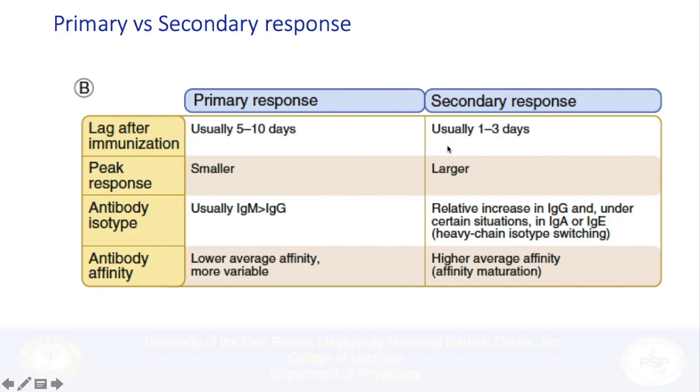So it's safe to say that the secondary response is usually more rapid than the primary response. I've mentioned this one before: the peak of the primary would be smaller compared to the secondary response. And then the type of antibody is IgM first, and then becomes IgG for the primary. For the secondary response, it is predominantly IgG. And in terms of antibody affinity, during the secondary response, these are the antibodies that are of higher affinities to the antigen.